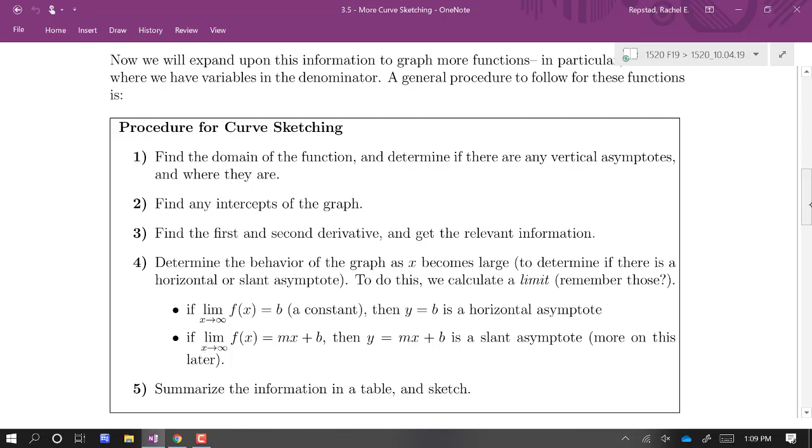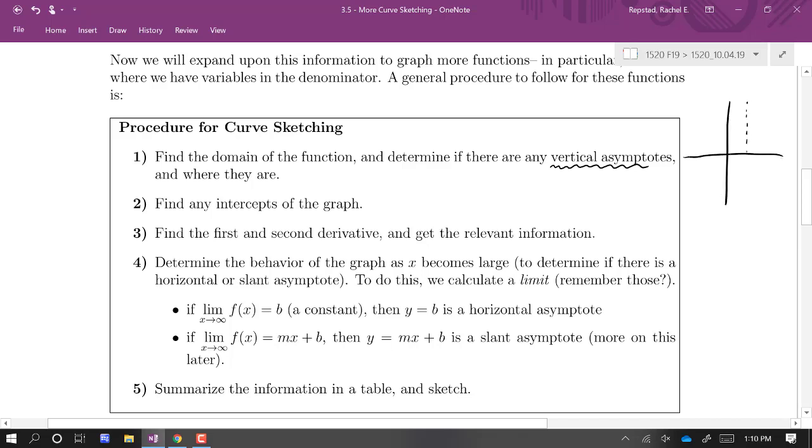So when we're looking for a domain with rational functions, we're basically just asking, okay, can't divide by 0. What makes me divide by 0? Just throw that out of the domain. And the domain is everything else. But when we get close to those values, we get weird behavior, and we often get these vertical asymptotes.